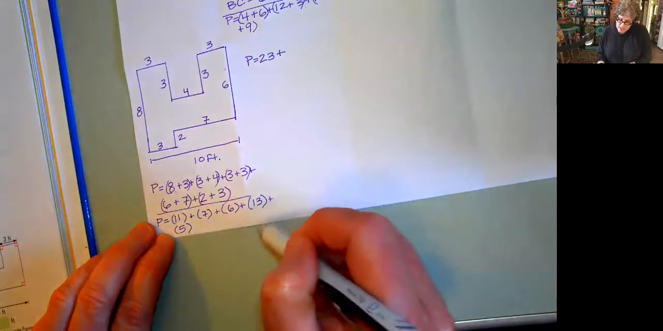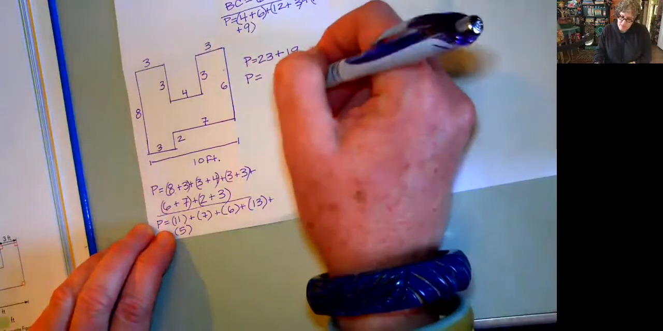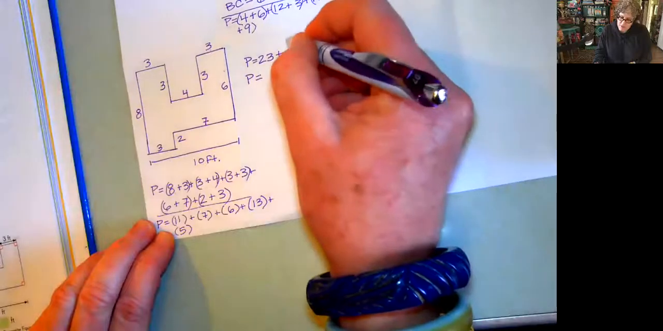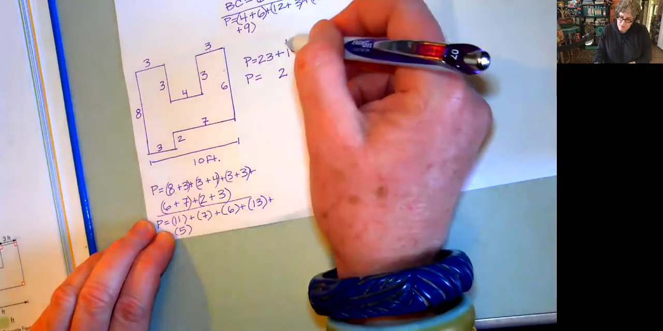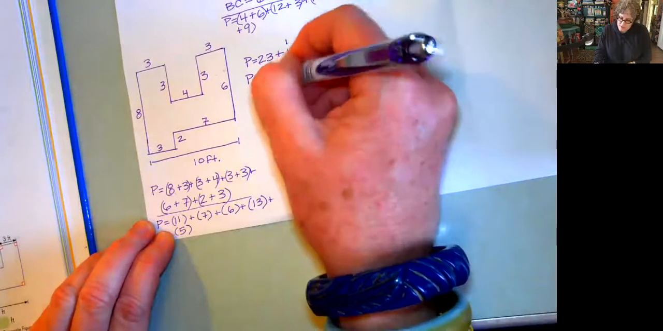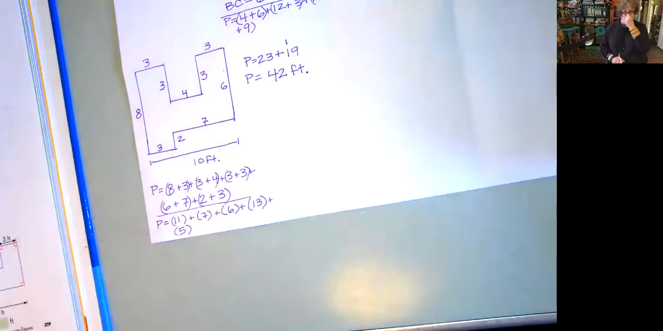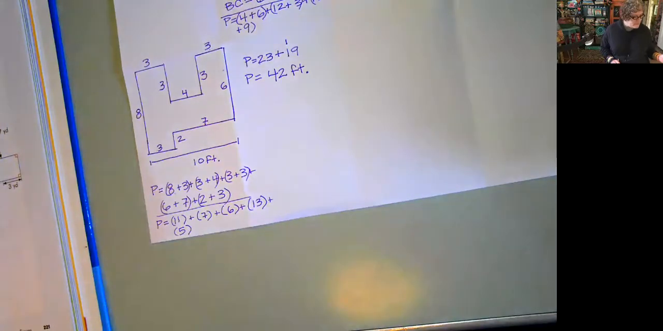6 plus 13, which is going to equal 19. So we add those together, and we're going to say that P equals 9 plus 3 is 12. Regroup. 2 plus 1 is 3, plus 1 is 4, 42. And we said this is feet, right? So our perimeter is 42 feet. All right. So far, so good.